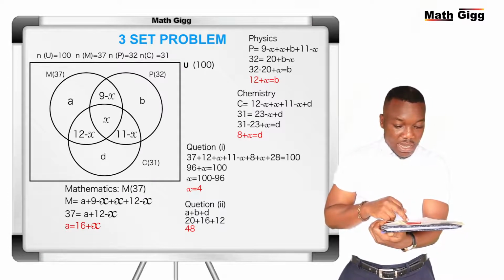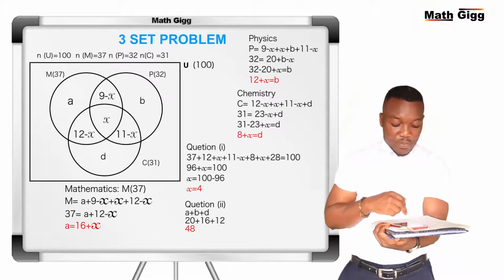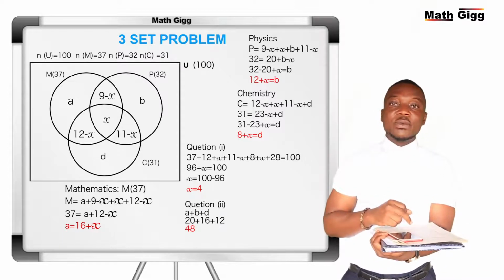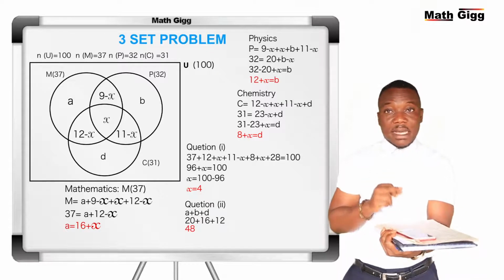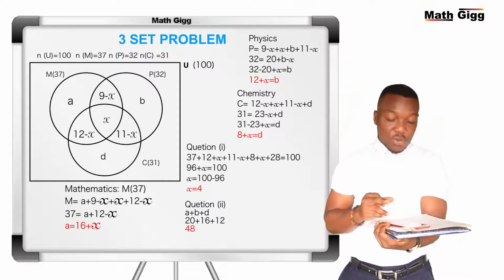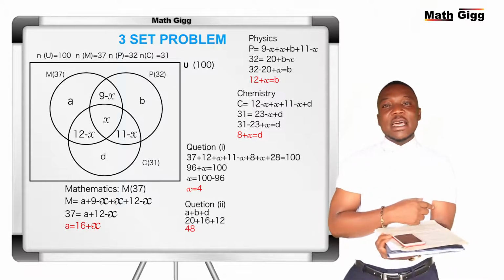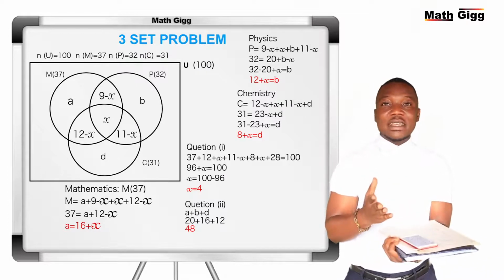For the B, we had 12 plus x. 12 plus 4 is 16. So that is going to be 16. And then for the D, we had 8 plus x, which is going to be 4. And that is going to be 12. Now, if you add all these, 20 plus 16 plus 12, with your calculators, and if you are doing a careful addition, you are going to get 48. And so that answers the second part of the question. Are you not enjoying this? Let's look at the third one.